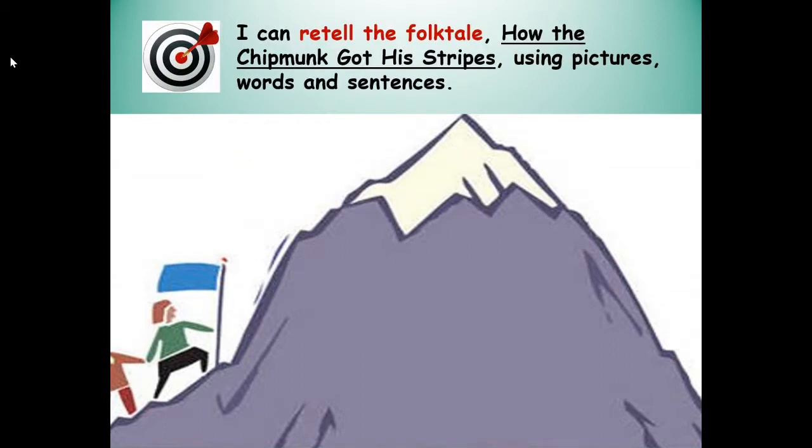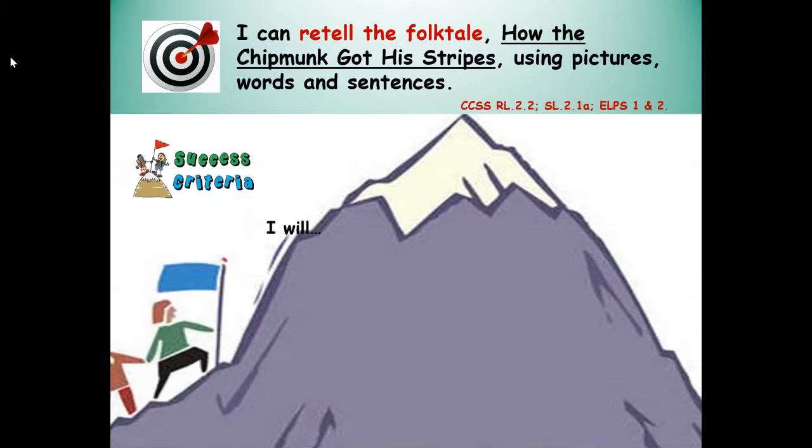Let's review our learning target. I can retell the folktale, How Chipmunk Got His Stripes, using pictures, words, and sentences. Success criteria. That means how will you know you're successful at retelling the story out loud, orally, How Chipmunk Got His Stripes? Well, here are our steps to success. We're going to do it one step at a time.